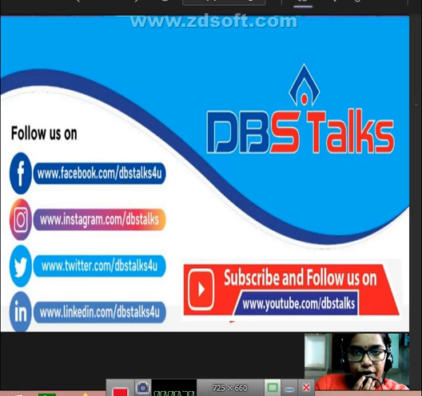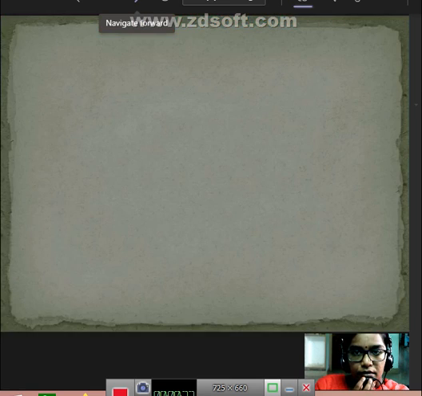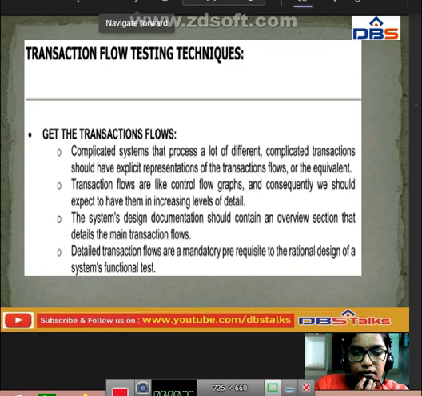Now let us get into our topic. These are about some transaction flow techniques. First of all, let us see how you have to get the transaction flow techniques. For a particular system, to test a particular software, you have to perform some transactions there. Before performing the transaction, first of all you have to check what the transaction flow is in that particular code.